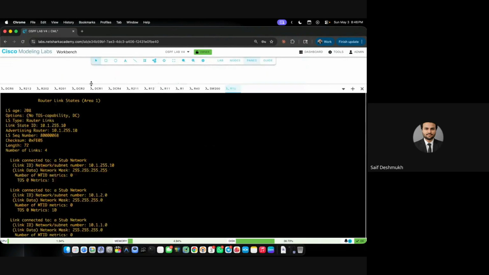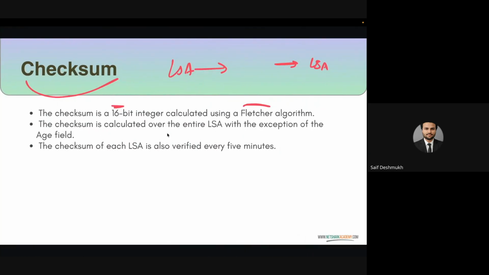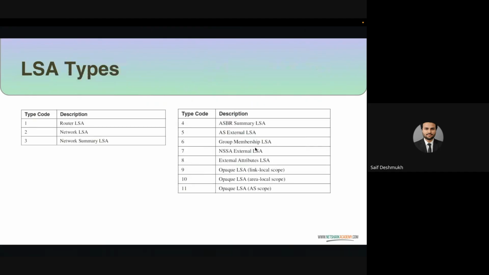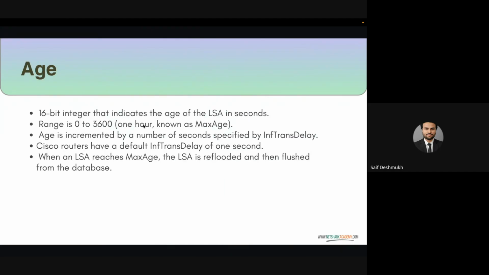We'll interpret all this information. We'll come back to this topology. Let's finish one more thing. So the checksum of each LSA has to be verified every 5 minutes. We didn't talk about the age. Under the interface there was the infrastructure transmit delay, right? Transmission delay, which is 1 second by default, which is saying if an LSA is going out of that interface, it's going to increase its age by 1 second.